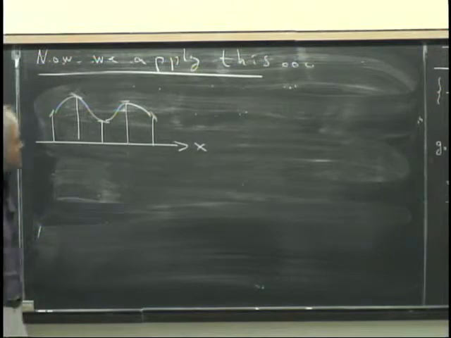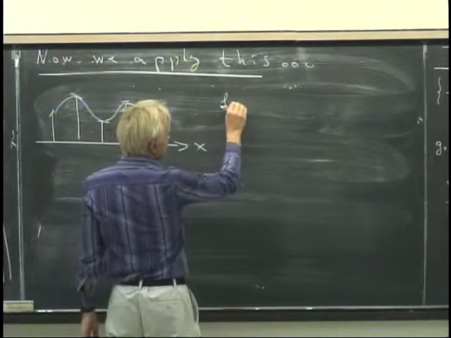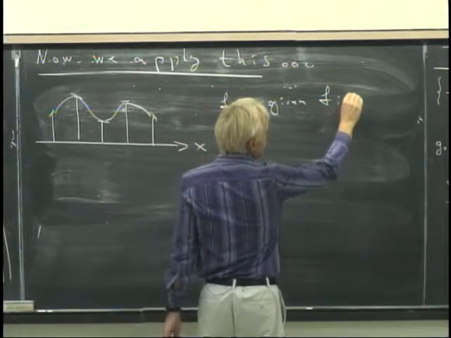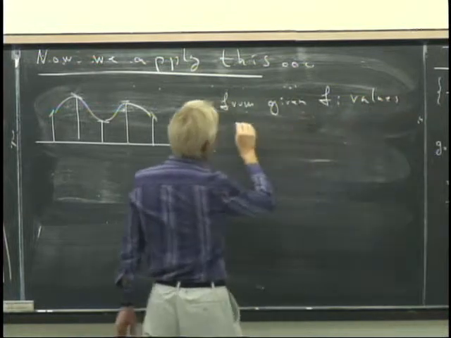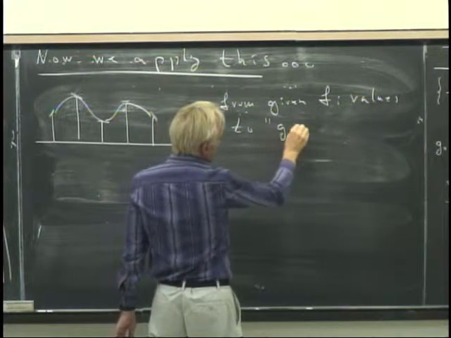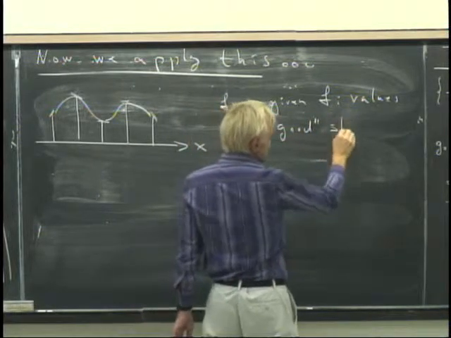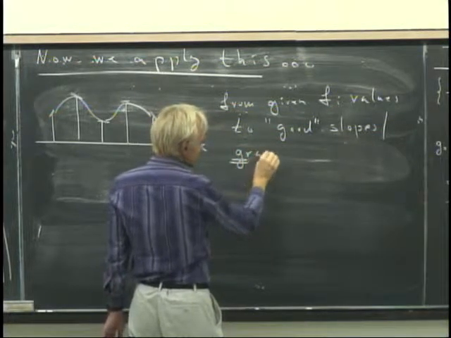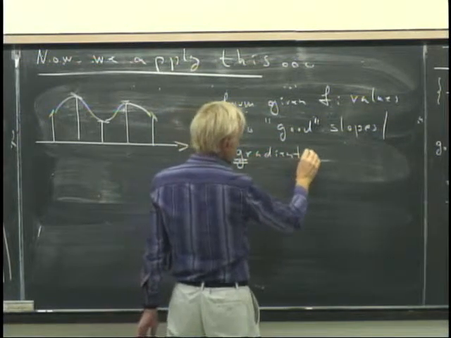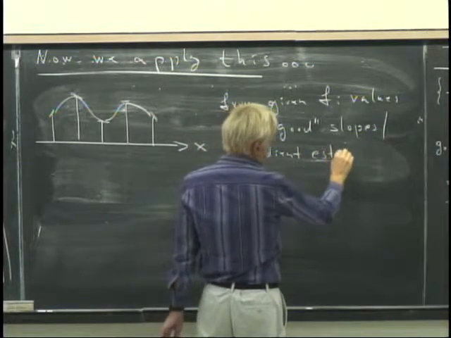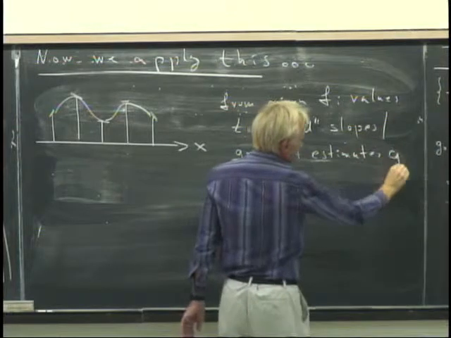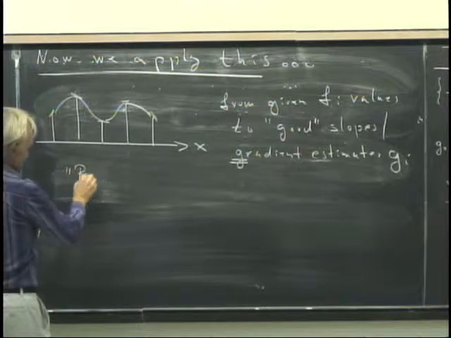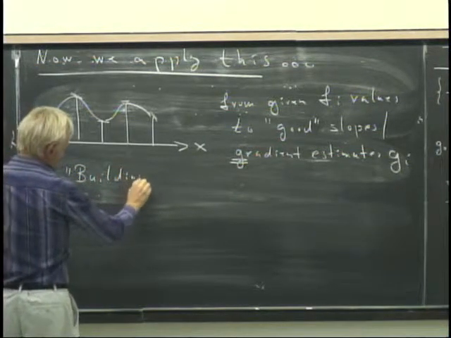Thus, from given f_i values to good slopes, slash gradients, gradient estimates, g_i. Okay. So again, we only need to understand the building block, how to do this. Building block.